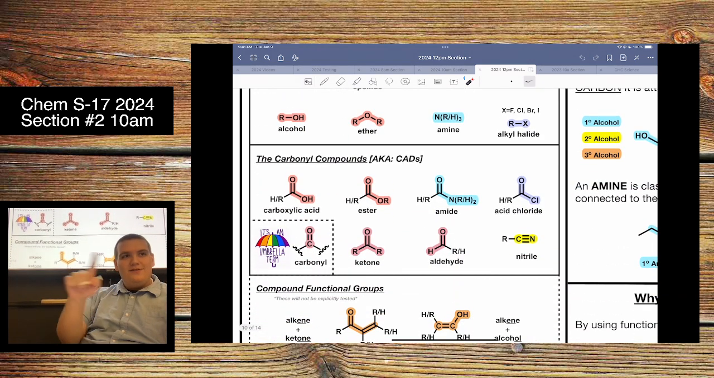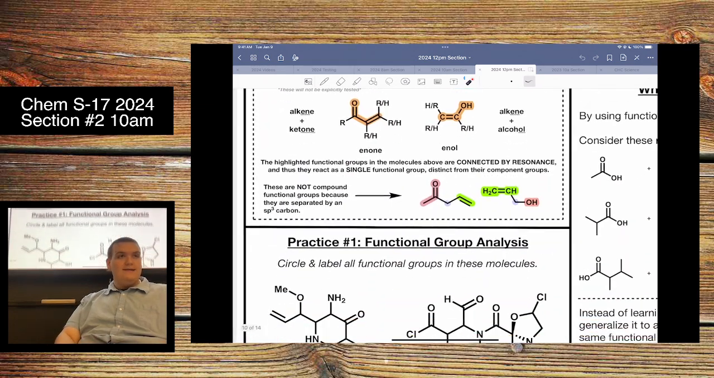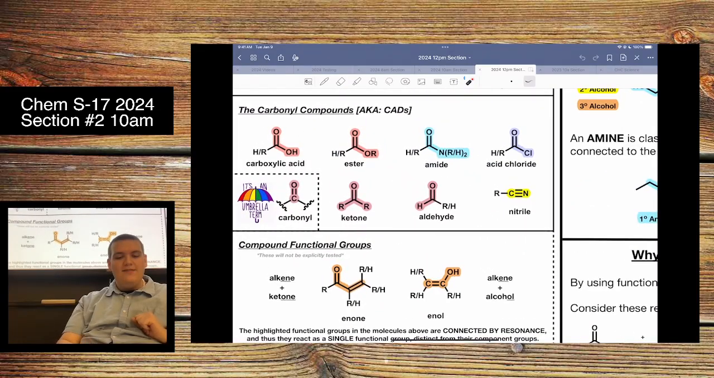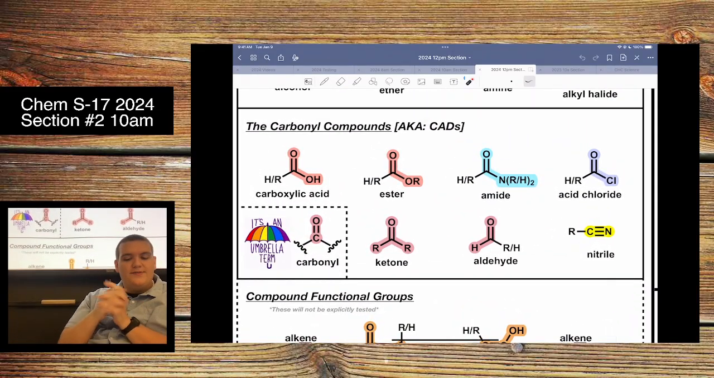Last family, I'm going to do one more introduction here, and then we're going to have you all do some practice, and then I'll answer a bunch of specific questions, okay? So the last family here is the carbonyl compounds. So a carbonyl is a CO double bond, and a carbonyl is an umbrella term.